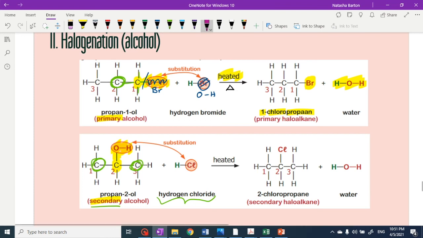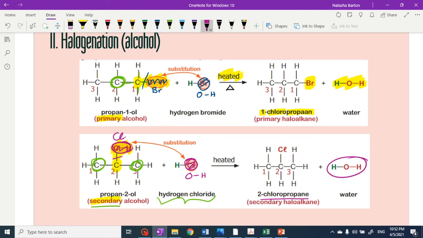Then what will happen is our OH will break, so the bond between the carbon and the hydroxyl group will break, and our OH will be substituted, so it will change places with the halogen in our hydrogen halide. So it's going to switch places with chlorine, so that we will have chlorine here, and we will have our OH attached there. We then have a haloalkane forming, specifically here we have 2-chloropropane and water as a byproduct. This is halogenation involving alcohols.